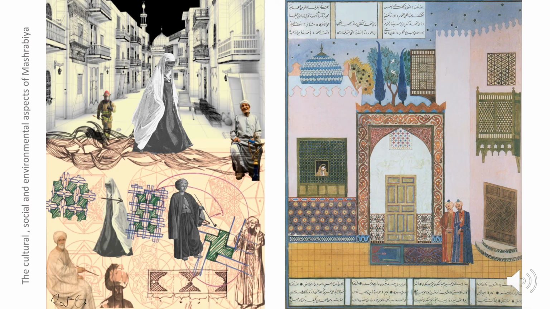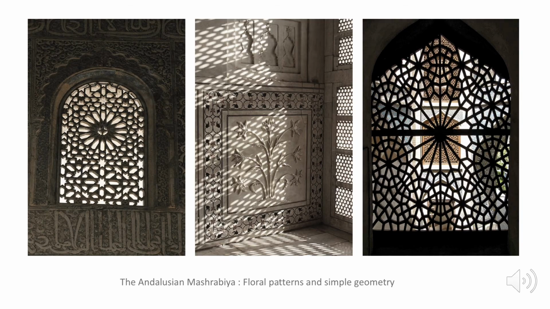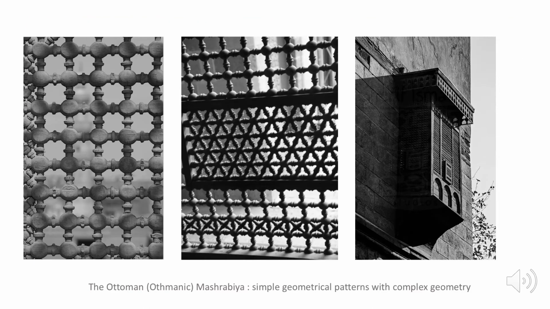Mashrabiya does not only reflect passive environmental solutions, it also reflects the cultural and social aspects of the regions. That's why it varied in terms of geometry and pattern from one place to another. The Andalusian Mashrabiya, for example, located mostly in Spain and Morocco, is common for its floral patterns and symbolic geometry, while the Ottoman Mashrabiya was much more complex in geometry and much simpler in the patterns.